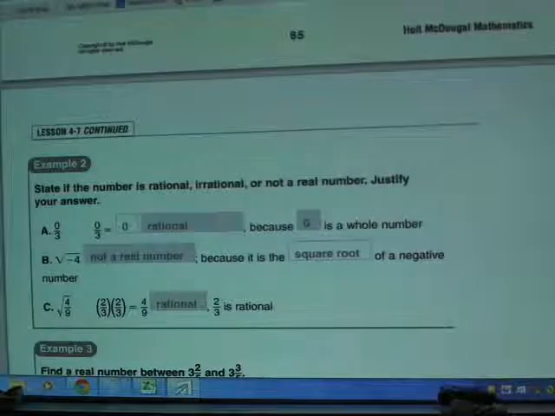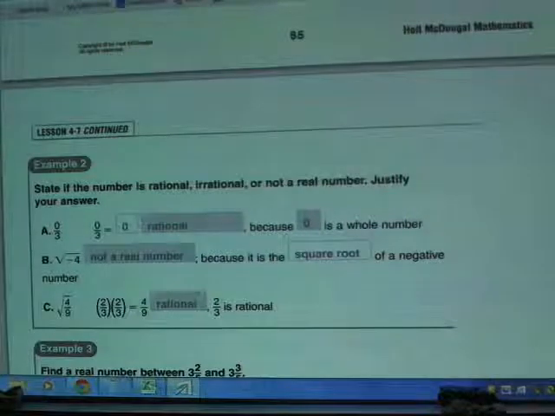They're asking me to state if the number is rational, irrational, or not a real number. So remember, rational is anything we can write as a fraction. Irrational is things we cannot write as a fraction, like a repeating decimal that doesn't have a pattern. Real number isn't really going to fit into any of those ideas here.